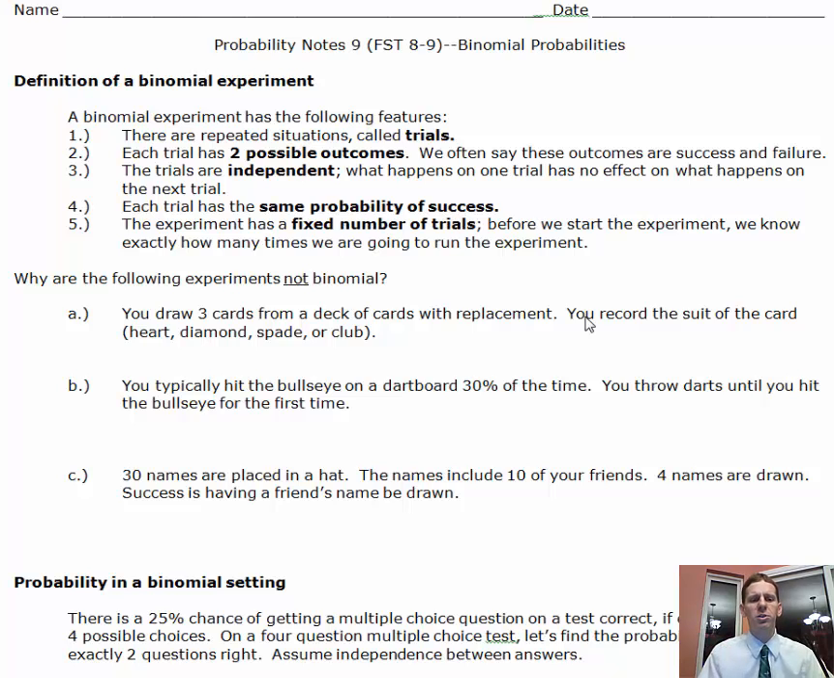There are three situations, A, B, and C, which are experiments that are not binomial. I'd like you to read each one of these experiments and write down quickly why you think each of these is not binomial. Pause the video and we'll see what you come up with in just a moment.